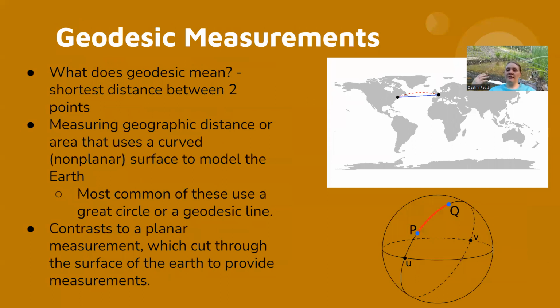So that brings us to the geodesic measurements. And so the first question for me is, what does geodesic even mean? So we have to think about what geodesic means. It's defined as the shortest distance that exists between 2 points. So you can see on both of these figures, we have 2 points. And geodesic is just the shortest distance between those two.